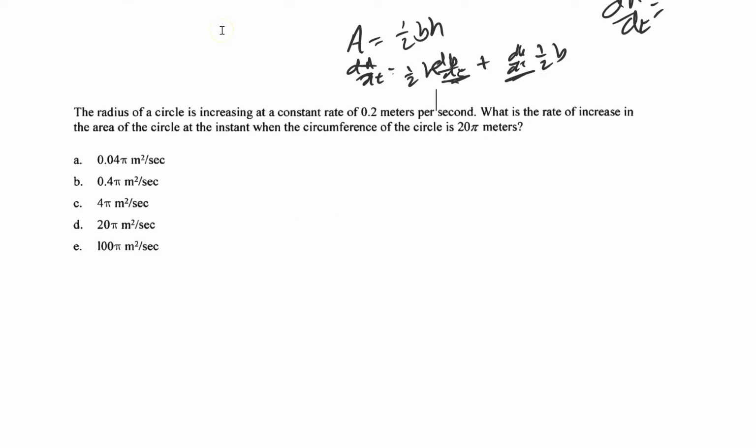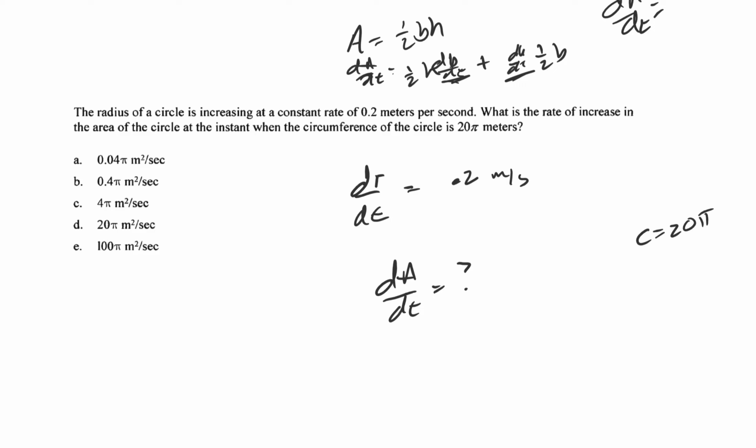Like this quick example. The radius of a circle is increasing at a constant rate of 2 millimeters per second. So that right there tells me it's a related rates problem. The radius of a circle, so dr dt, is increasing, so it's a positive value, 0.2 meters per second. What is the rate of increase of the area? So dA dt is what I'm looking for, when the circumference is 20 pi. So use that later.